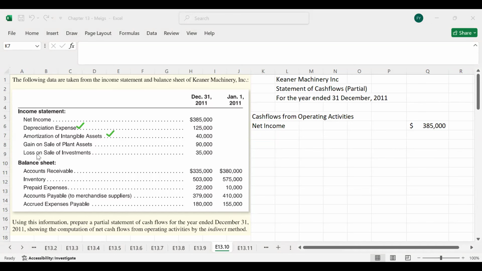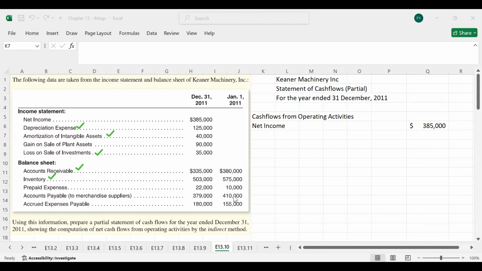Then loss on sale of investment. This is a non-operating loss, so this will be added. And then accounts receivable, you can see that there is a decrease in assets. So if there's a decrease in assets, we are going to add it. Then again, decrease in inventory, so the change in inventory will be added. Then there is an increase in prepaid expenses. Prepaid expenses are your current assets. So if the assets are increased, this means that cash will be decreased.